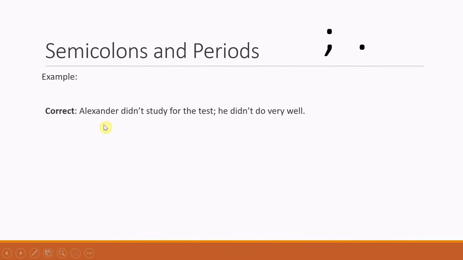So here's a correct example. Alexander didn't study for the test. He didn't do very well. Both sides of this semicolon here have an independent clause, meaning if I read it by itself, it's going to make sense.